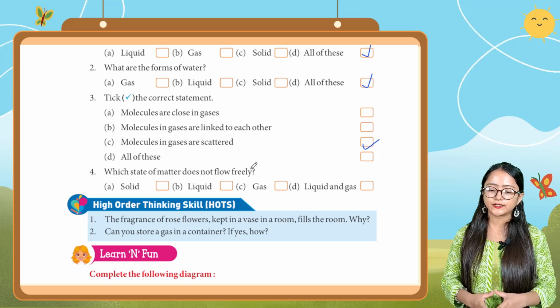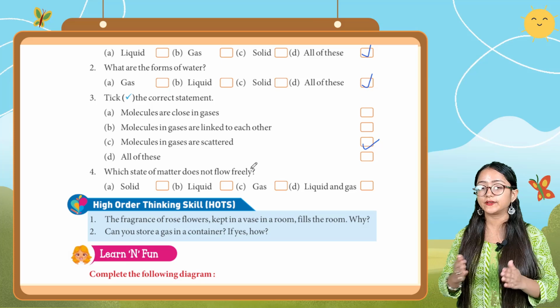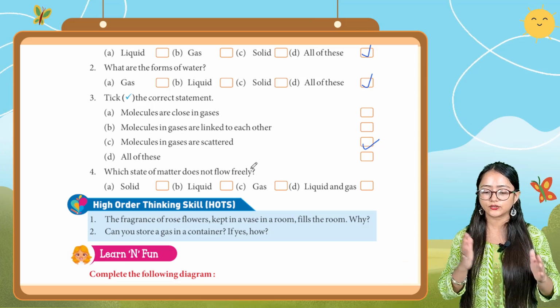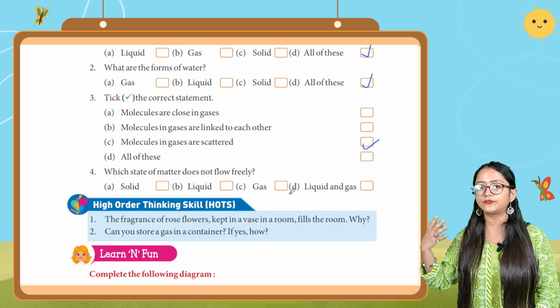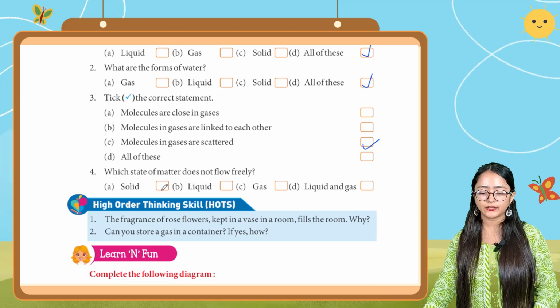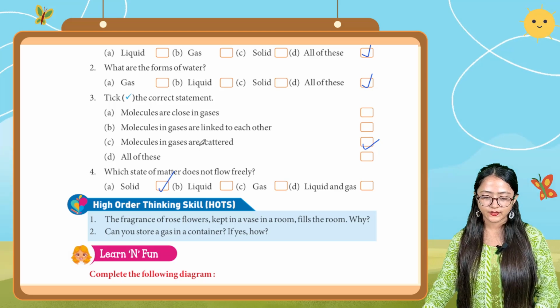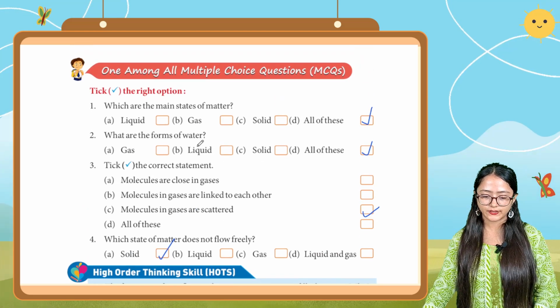Next is, which state of matter does not flow freely? Which state of matter does not flow freely? Is it solid, liquid, or gas? Liquid and gas can move and flow freely, but not solid. Okay, so solid does not flow freely.